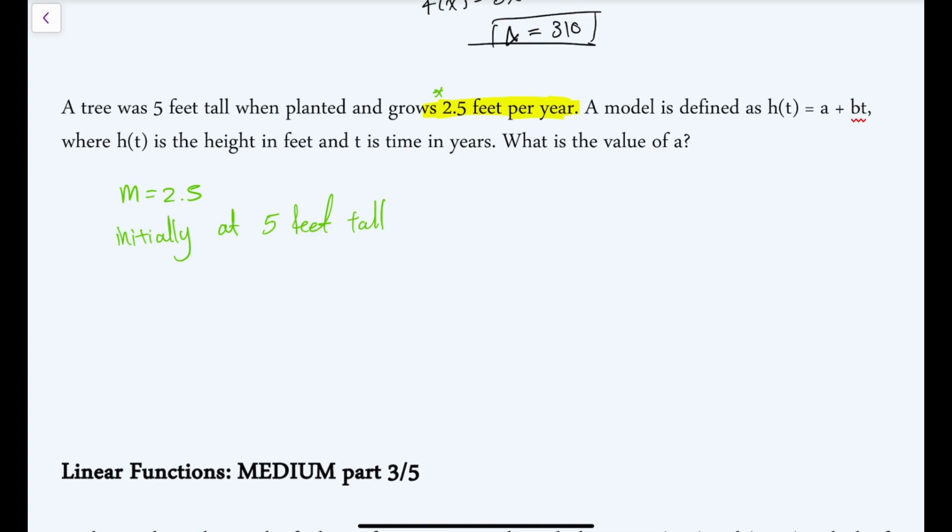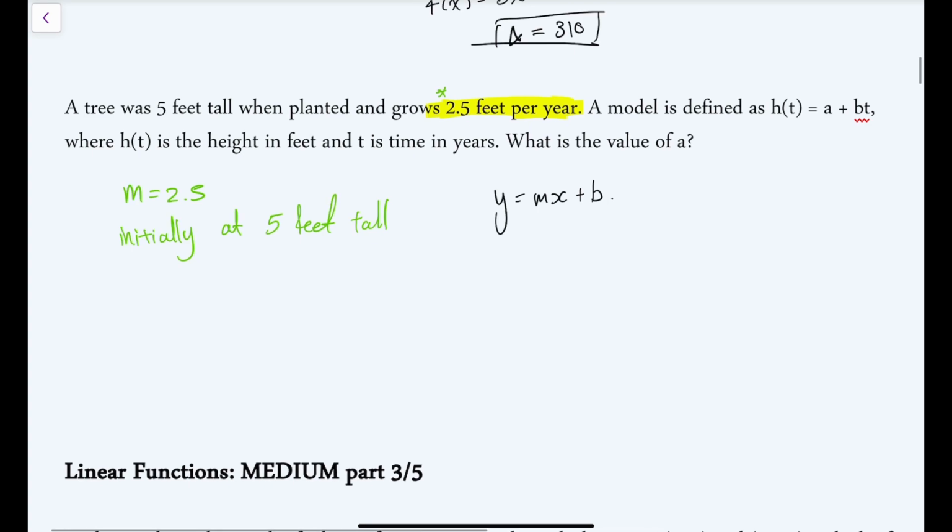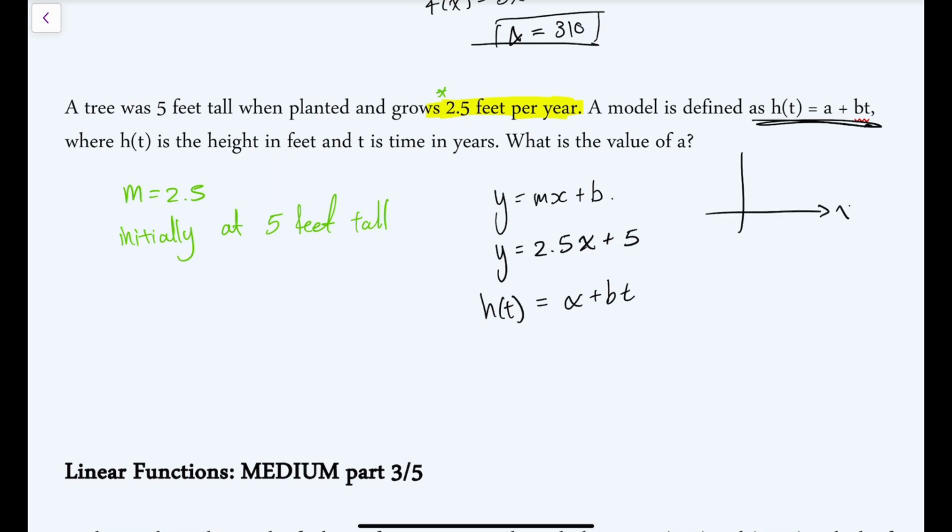Okay, so again, y is equal to mx plus b. We talked about b being our initial value, m being the slope. So y is equal to 2.5x plus 5. We relate that to this here. Well, we're using h at t, y being the height, a plus bt. Notice that we're using t instead of x. Remember that t is always time, and it can be used as x. It's always going to be our x-axis. If this is x, then we're going to say t for time, and then h at t is here.